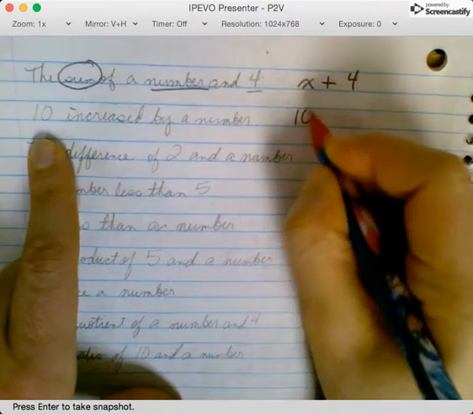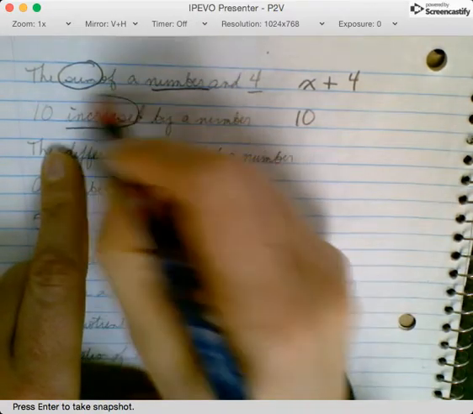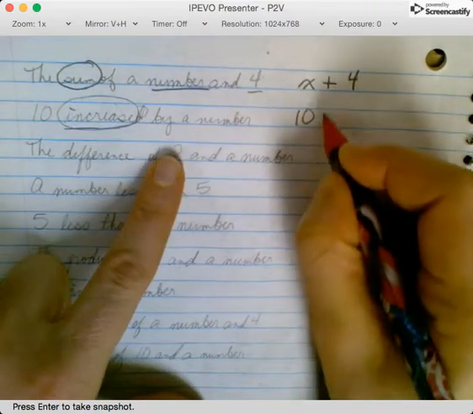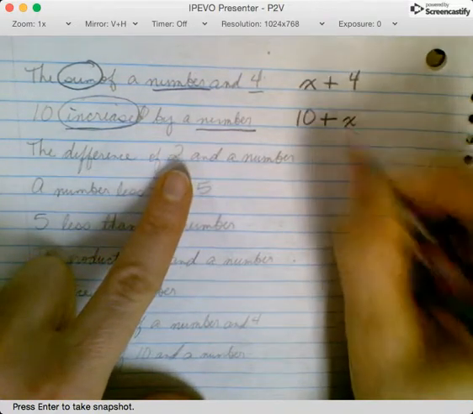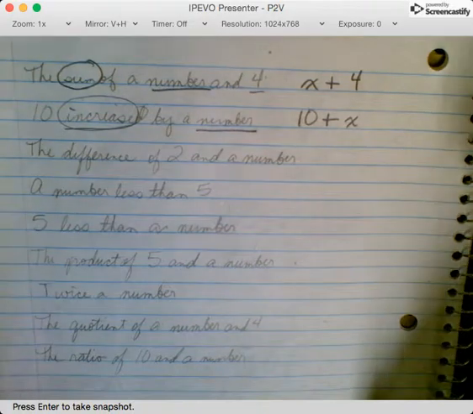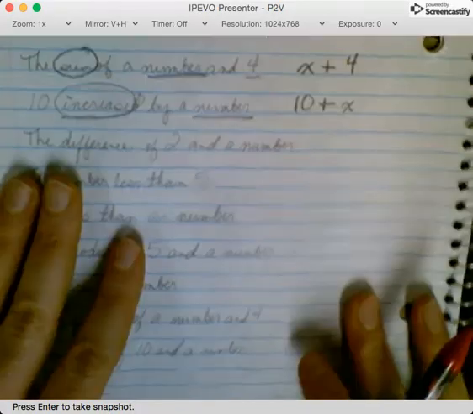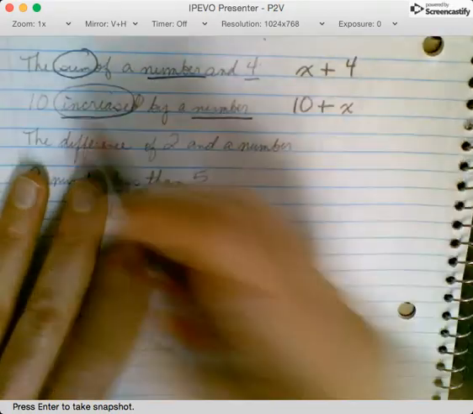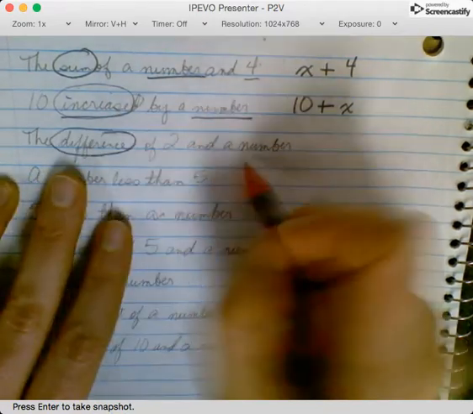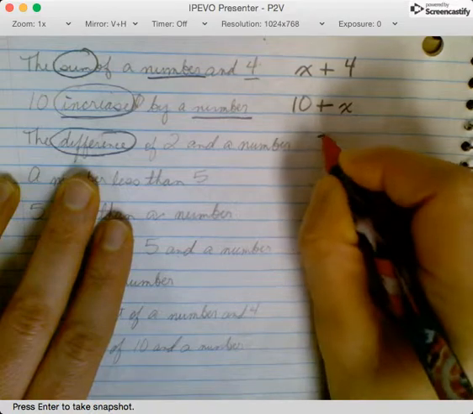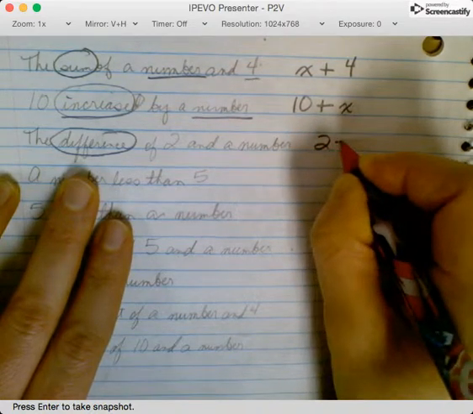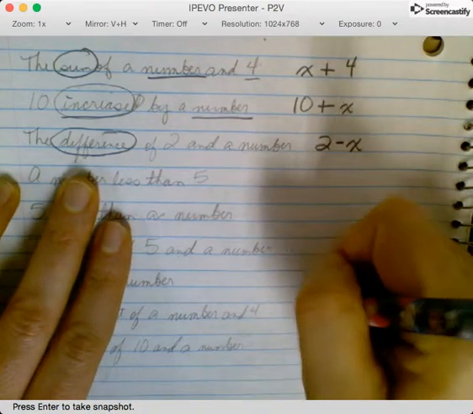10 increased by a number. Increased by indicates addition. And then a number, again, I can just use X. I could use Y, I could use A, I could use B. It doesn't matter what letter I use. The difference of 2 and a number, that means 2 take away my number.